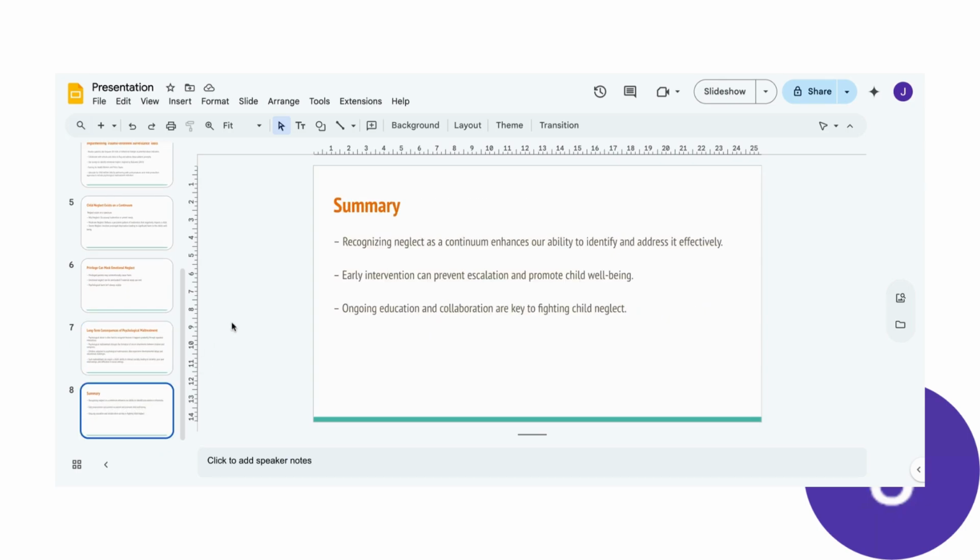All right. So, in conclusion, recognizing neglect as a continuum enhances our ability to identify and address it effectively. Early intervention can always prevent escalation and promote child well being. And ongoing education and collaboration are also key to fighting child neglect. So let's keep learning and working together to help them out.